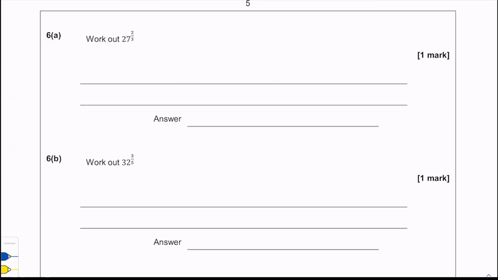Moving on to part 6 and part A, we need to work out 27 raised to the power of 2/3. So this is the same as the cube root of 27, all being squared. The cube root of 27 is 3, and then we've got the squared applied to it. 3 squared is 9.